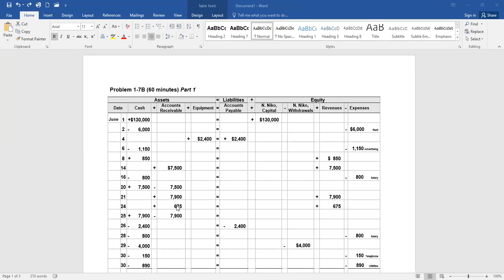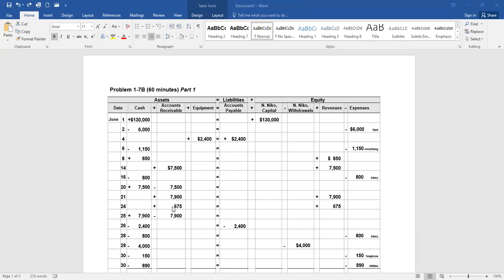Looks like the same thing happens on the 24th. The company completed $675 of maintenance service for Build It Coupe on credit. Again, they completed a service, show that amount in the revenue column. We want to accumulate all the charges for completing services to customers in the revenues. Again, the customer didn't pay the day we completed the service, so we'll increase the accounts receivable column to show that customer owes it.